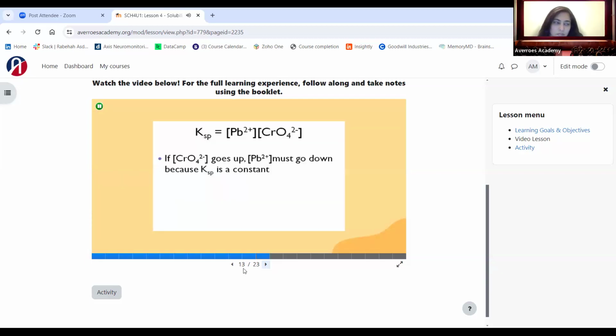And here's our KSP, our solubility constant expression: the concentration of lead times the concentration of our chromate ion. So if the concentration of the CrO4 goes up, the concentration of lead must go down, right? Because it's a constant, it's equilibrium.